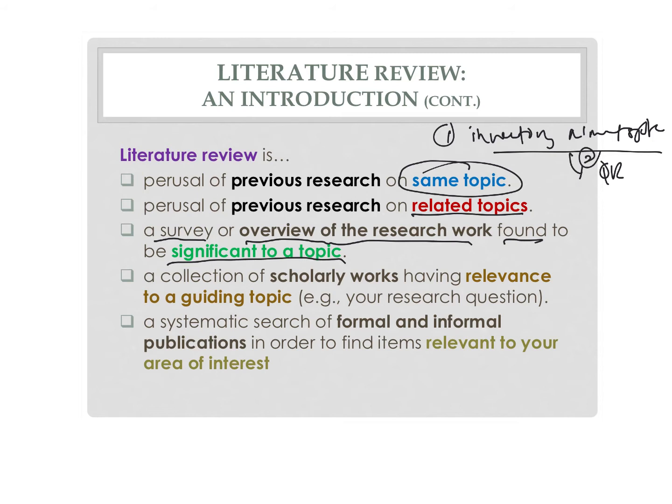So a literature review is a collection of scholarly works having relevance to a guiding topic, which is your research question itself. So why you have to do this reading? Because it will be a relevance guiding to your topic. What do I mean by a relevance guiding? For example, saya guna similar topic, inventory management system. So the question is, what are the components inside the inventory management system? So macam mana nak tahu components tu ada apa?